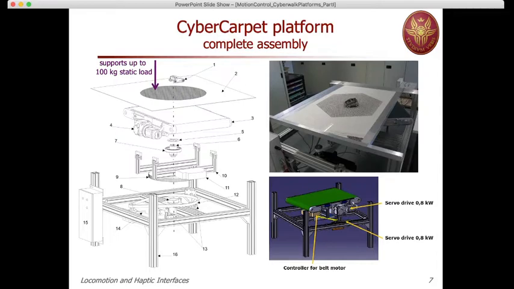So in this next slide, we can see how the different parts come together. You see on the top right side the final setting. On top of the platform of this CyberCarpet, there is a wheeled, actually a tracked vehicle that we can teleoperate, which will mimic the motion of a user that moves on top in an unpredictable way.